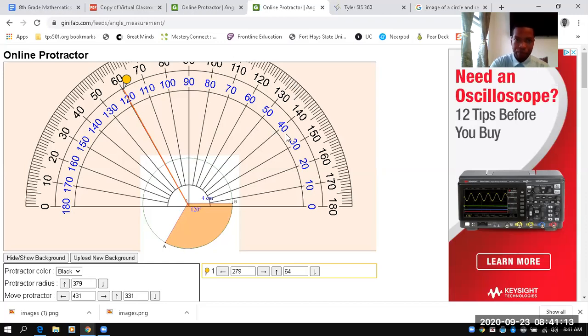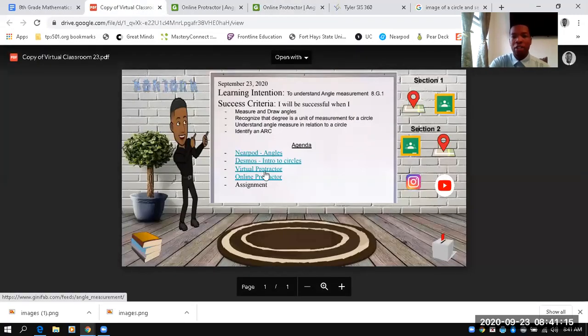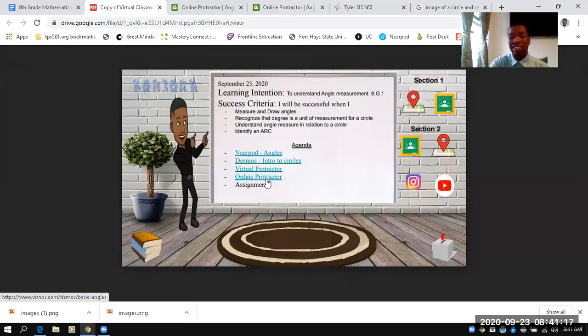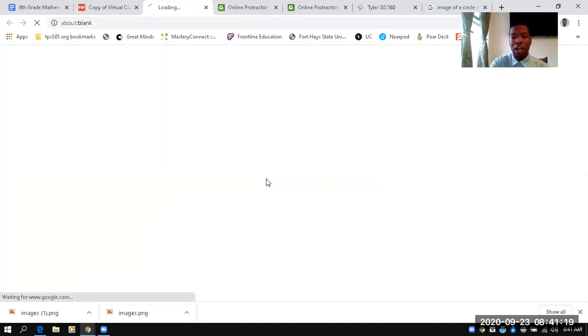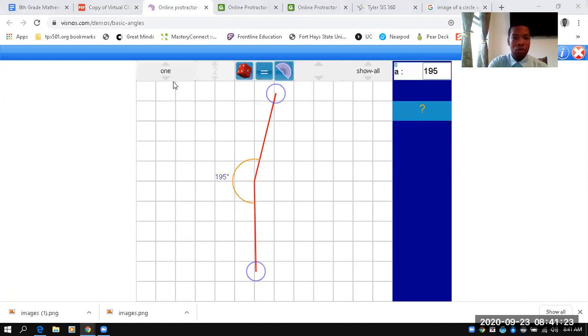So on my sheet, there's the virtual protractor and then the online protractor that you could check out. And I'm going to click the online protractor so that you could see the website as well that you could use. But here it is. This is you playing around. So you have the baseline. You could see what a 90-degree angle looks like. You could see what a 45-degree angle looks like.